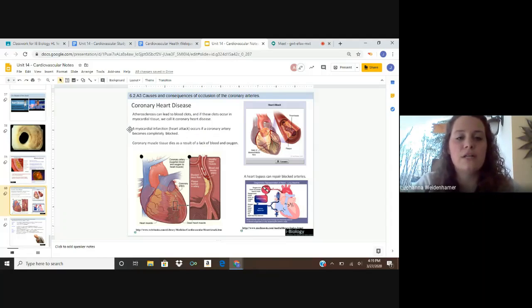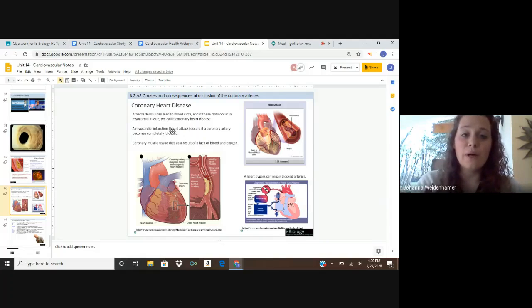A myocardial infarction, a heart attack, occurs if a coronary artery becomes completely blocked. So you may know people in your family, in your life, that have had a heart attack. My grandma had a heart attack a couple years ago because of coronary heart disease. And this happens when the coronary artery becomes totally blocked. So again, if the artery that leads to your heart tissue is blocked, that's not going to allow oxygen or oxygenated blood to get to your heart. And your heart needs that to be able to pump the blood into the rest of your body.